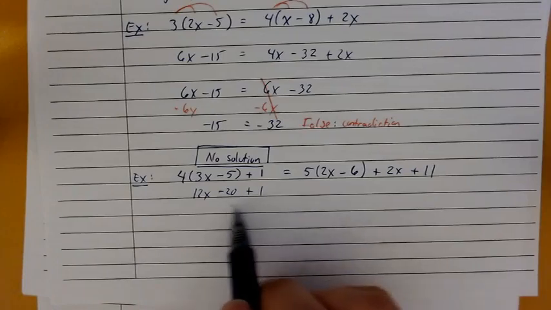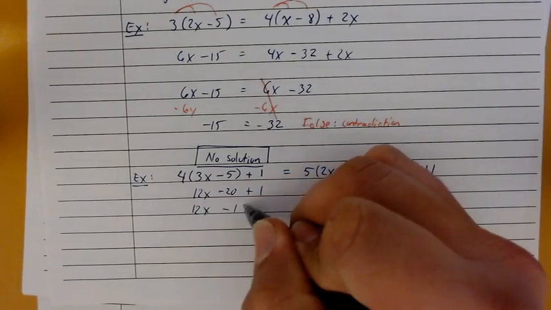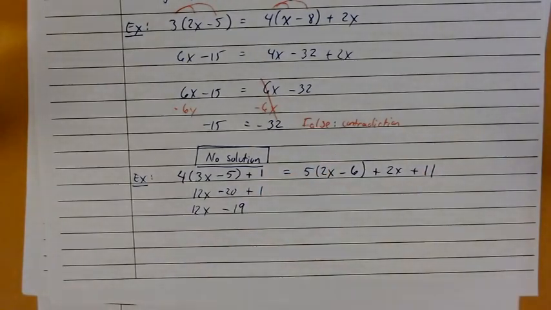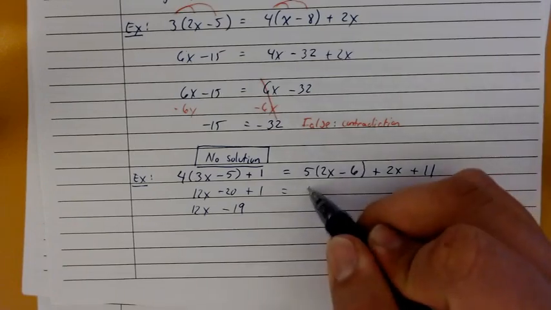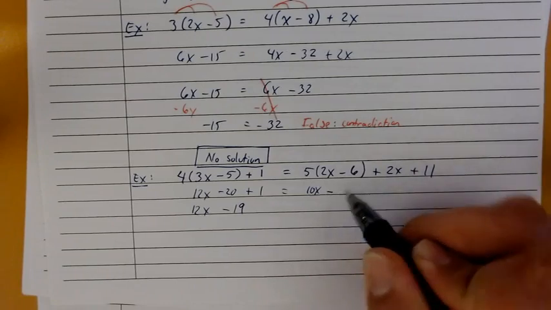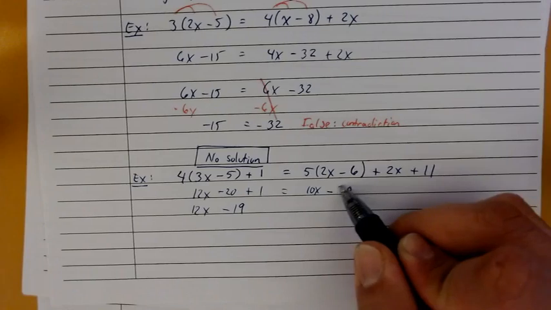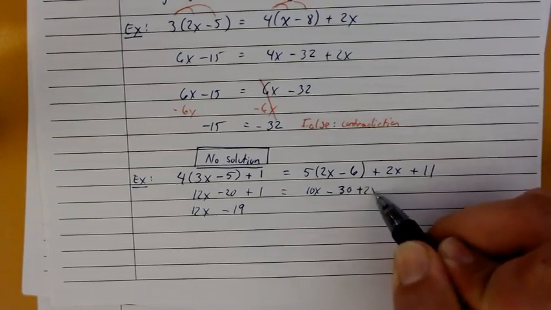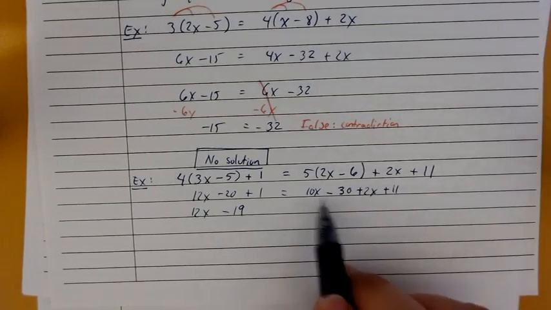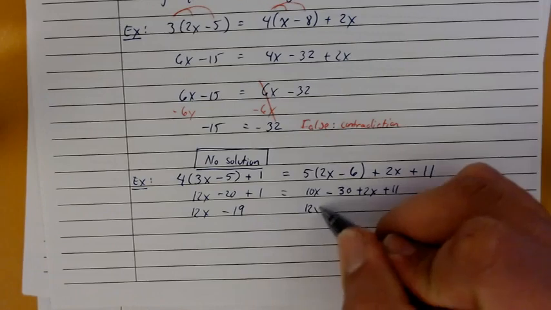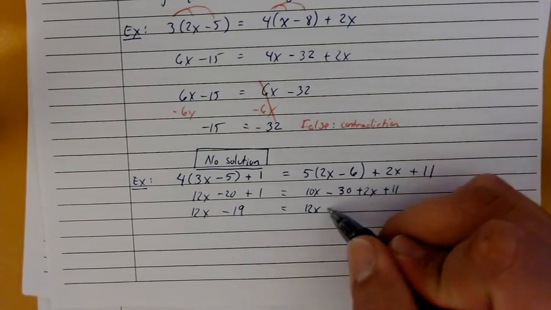And then you can combine these like terms. Negative 20 plus 1, that would be negative 19. Just like that. On this other side, we do the same thing. We can distribute. 5 times 2x, that'll give us 10x, minus 5 times 6 is 30. All right, 5 times a negative 6, that was a negative 30 there. And then we have like terms. Here we have two sets of like terms. We have 10x plus 2x, that'll give us 12x. And then we have negative 30 plus 11, that's negative 19.